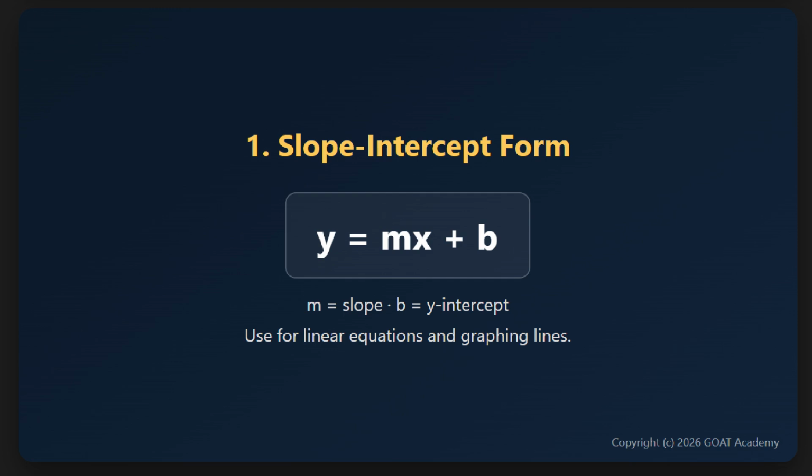The slope-intercept form of a linear equation is y equals mx plus b. The letter m represents the slope, which tells you how steep the line is. The letter b represents the y-intercept, which is where the line crosses the y-axis. You'll use this form constantly for solving linear equations, graphing lines, and interpreting word problems.